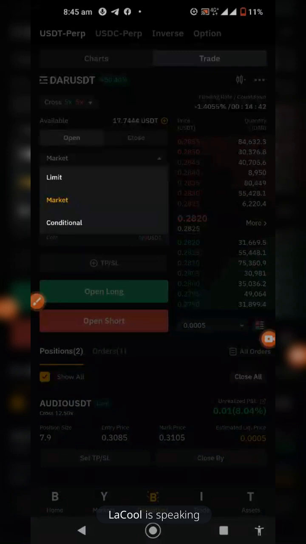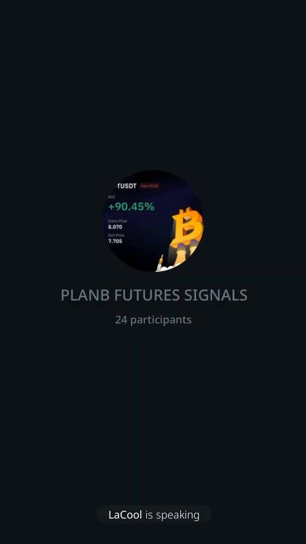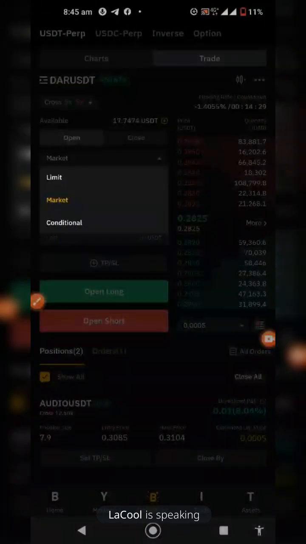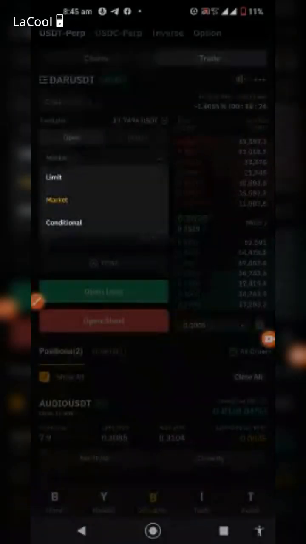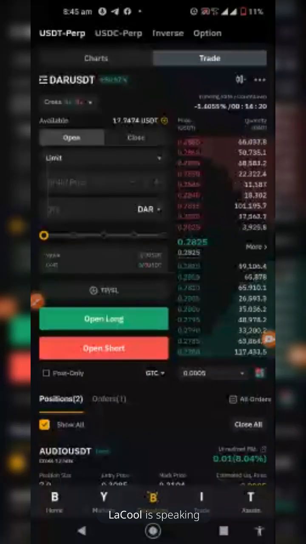If a signal is given, like that one I was given, 0.260, and you don't want to enter at 0.260, you can say, okay, you want to enter this market at 0.270, and that's a short signal. So you want to enter at 0.270. You cannot use limits. If you click on this limit now, it will come out.